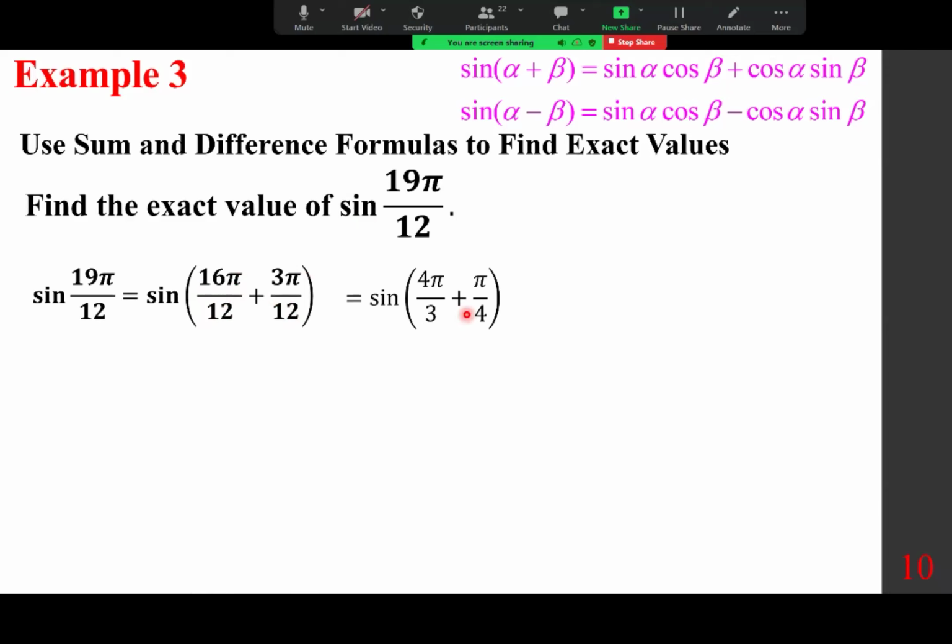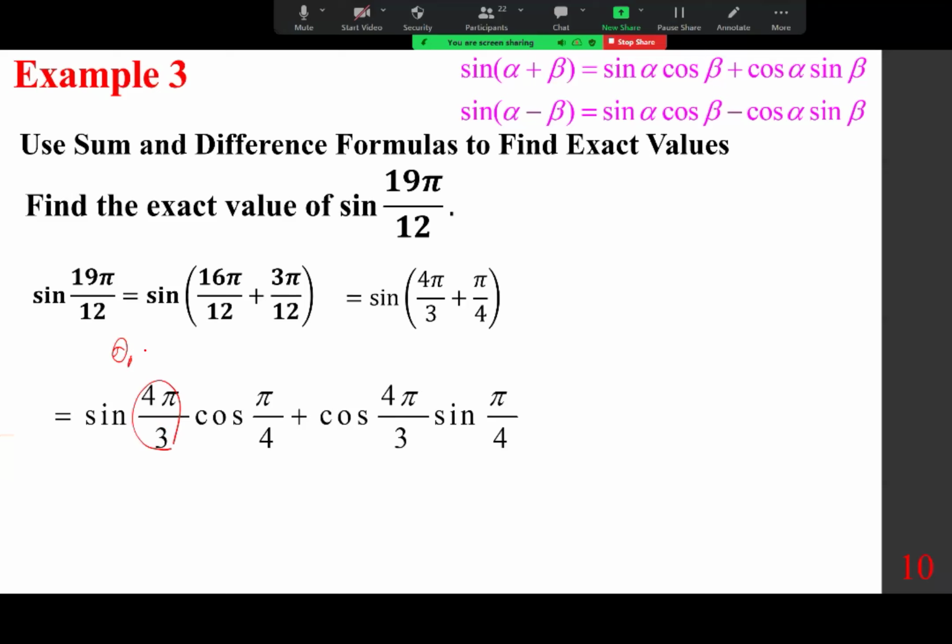So sine of alpha plus beta is sine alpha cosine beta plus cosine alpha sine beta. So this is sine of 4 pi over 3 cosine of pi over 4 plus cosine of 4 pi over 3 sine of pi over 4. Now we are going to replace each one. Now remember, 4 pi over 3, it is important to recognize immediately that the reference arc is pi over 3.